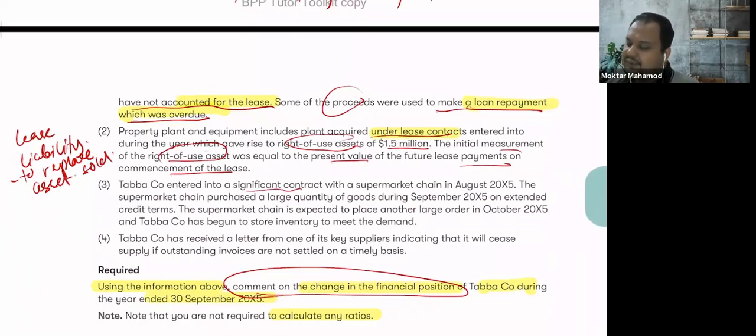Next, the company entered into significant contract with supermarket chain in August year 5. The supermarket chain purchased a large quantity of goods during September on extended credit terms. The supermarket chain is expected to place another large order in October year 5, and Taba began to store inventory to meet the demand. So somehow this is very good. There are only two comments: increase in credit term, extended credit term, so they may increase the receivable collection.